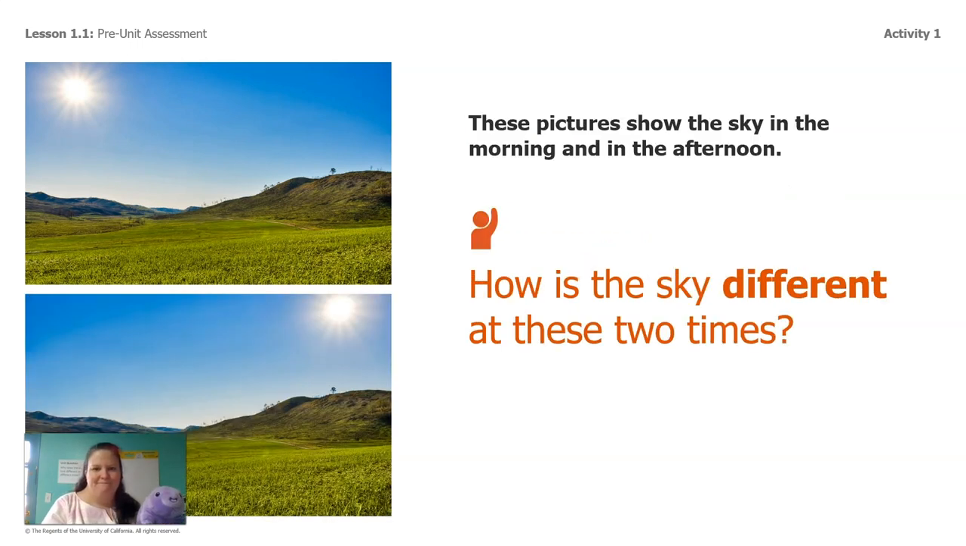Okay, now these two pictures are really tricky because the top one shows the sky in the morning and then the bottom one shows the sky in the afternoon. So how is the sky different in these two times? You guys see that difference? I see it. It's right here. I bet you guys saw this. There's the sun right here in the morning picture. And look at where the sun is in the afternoon picture. Did you guys notice that difference? How those two pictures are different?